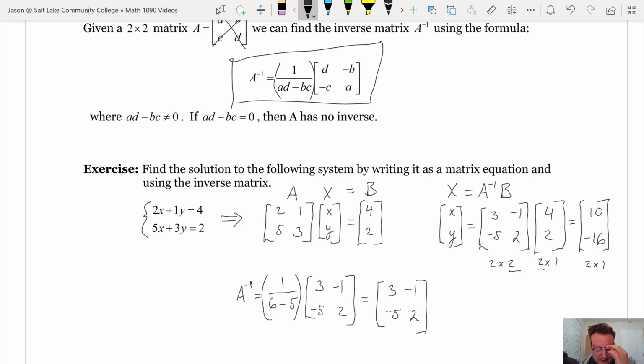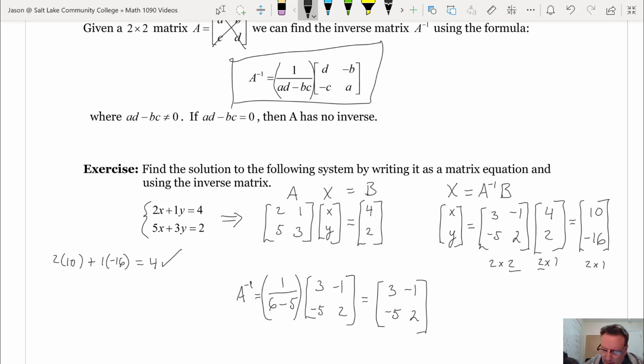So let's do a quick check. Let's make sure that that is correct. It's always a good idea to check your work, right? So the way I'm going to check it is by putting the values into the original equation. 2 times 10 plus 1 times negative 16. That's going to be 20 minus 16. Yep, that indeed does equal 4.